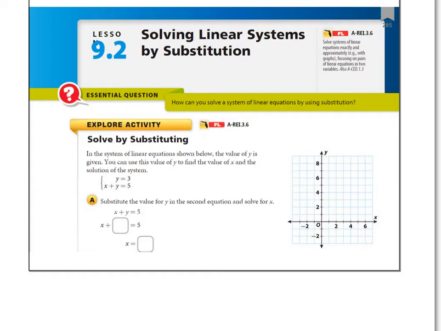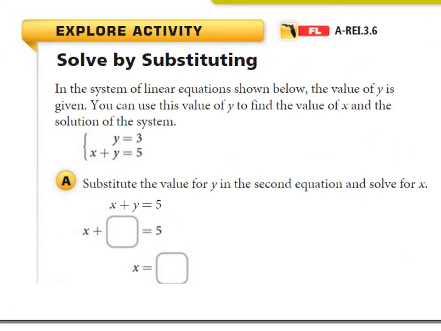So we know that y in this case is 3, because that's what it tells us. So we take the y and we substitute it with 3. So I know that if x plus 3 equals 5, then that means x has to equal 2. And that's your basis for substitution, replacing something with another number in this case, or what we're going to be working on today, are expressions.